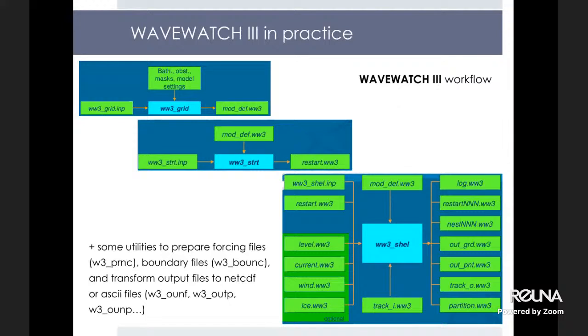And so all the input files, the .inp files, are name lists. Then all the .wavewatch3 files are binary files generated by pre-processing routines or by the shell. And then there are a few utilities to convert these binary files to netcdf files, for example, for the outputs.